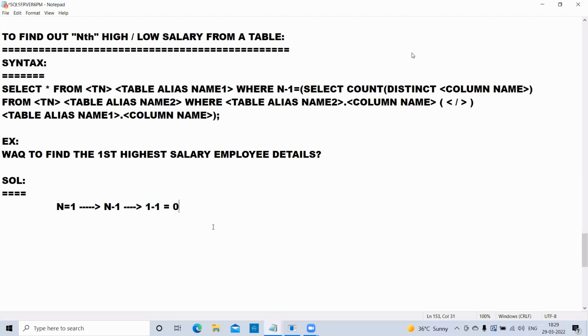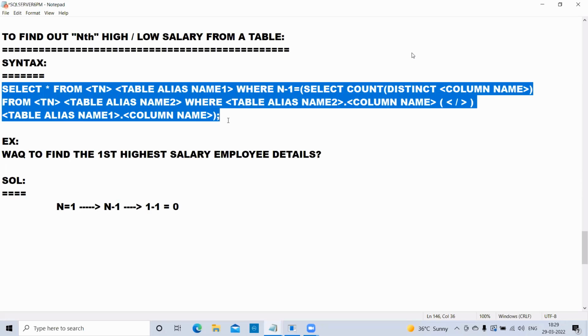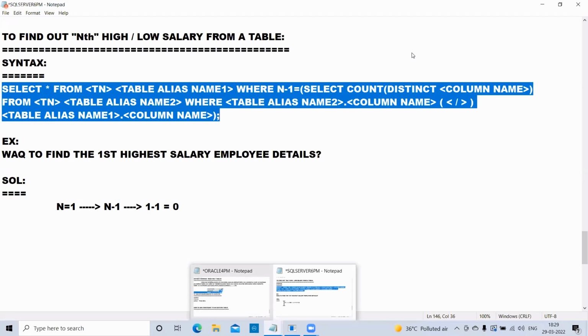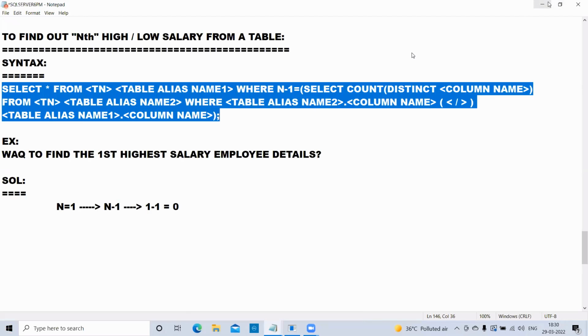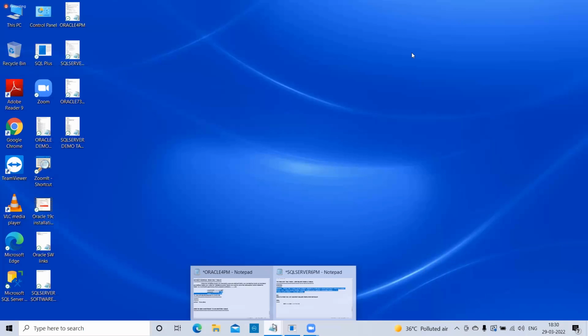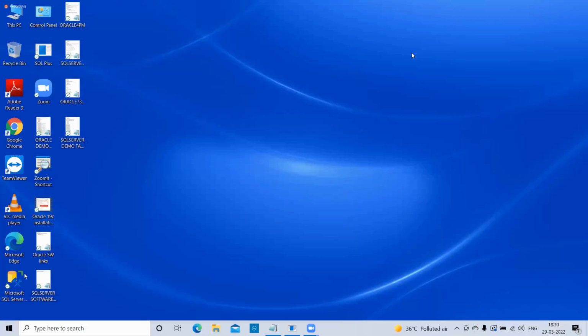So that we have taken now. After that, whatever syntax I gave here, I will follow the same syntax. So observe. Before that, I want to open SQL Server Management Studio.